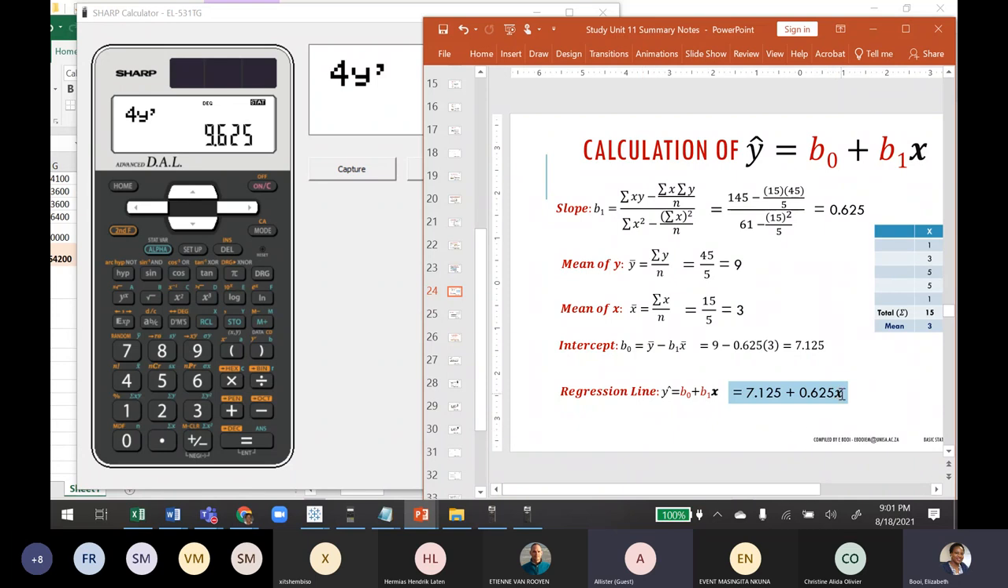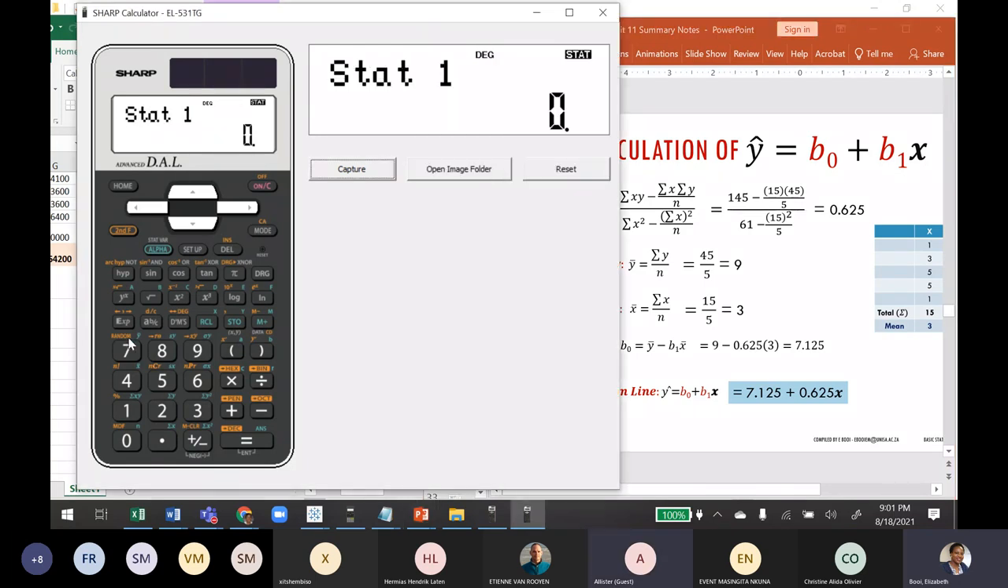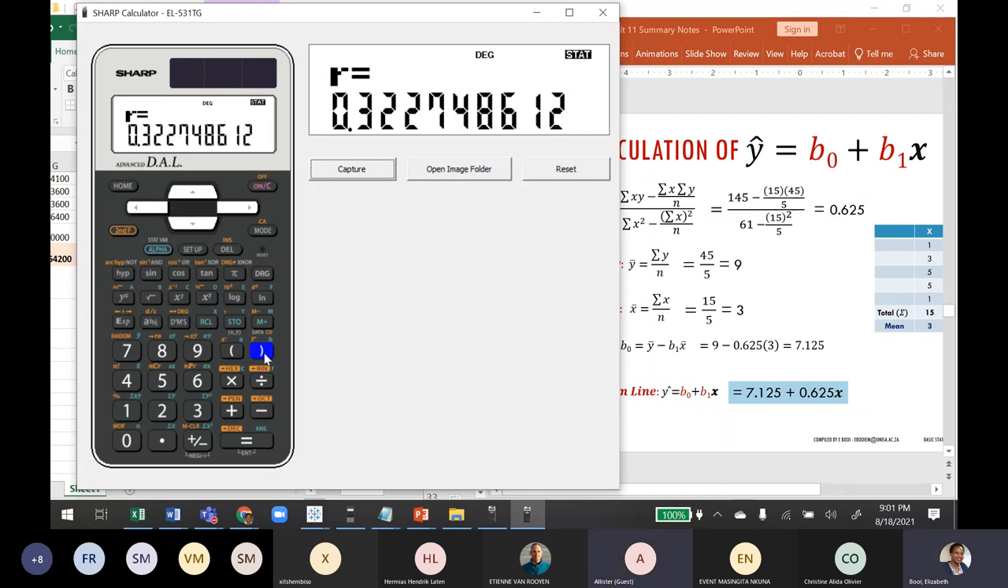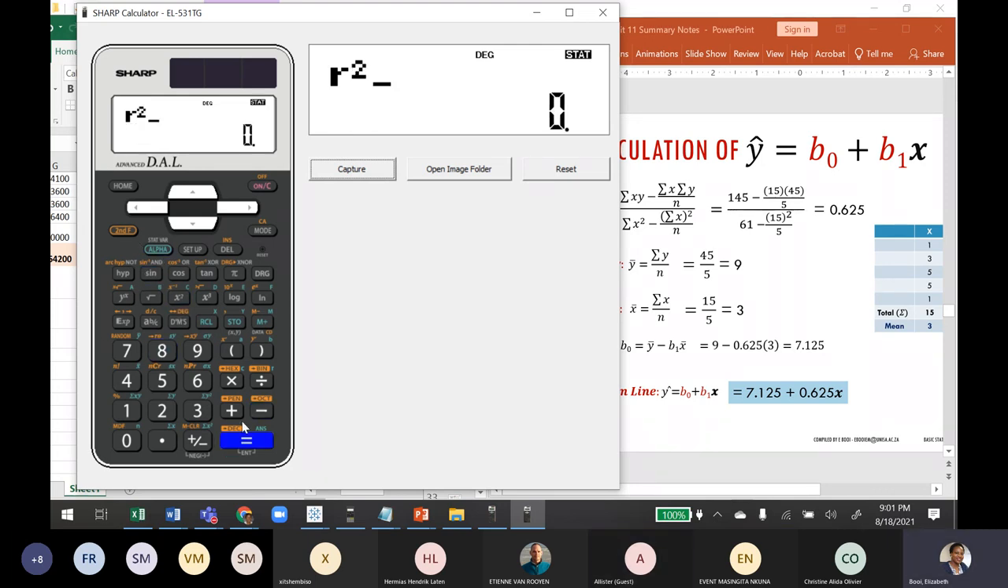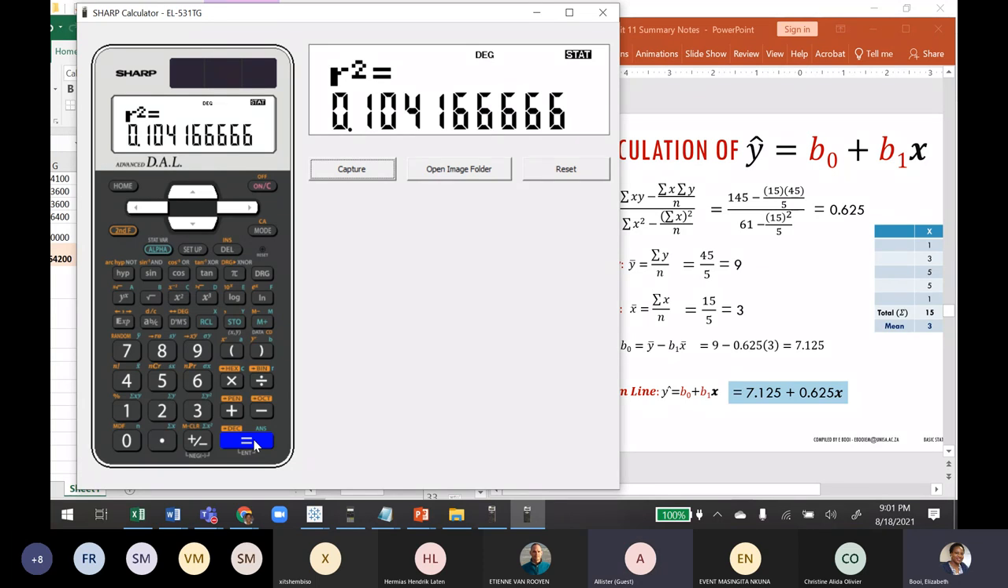So if you replace X by 4, you will get 9.625. So let's go back. Calculate R, alpha, R equal, calculate the coefficient of determination, R squared, equal 0.141142. And that's the beauty.